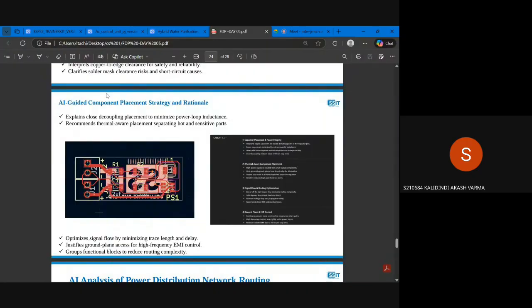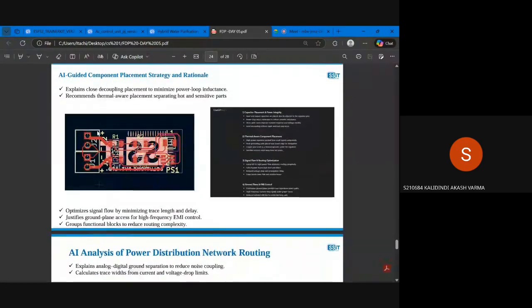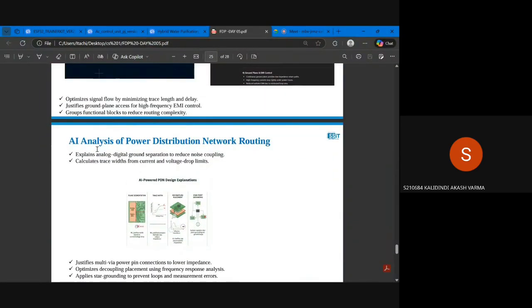So the AI will help us with placement strategy and routing. It will be helpful for BOM tools, like whether a BOM item is available at the vendor or not, and it will be helpful for DFM, and it will be useful for the design rules checklist. So this is how AI tools will be helpful.